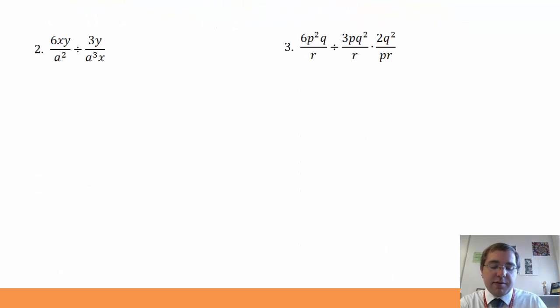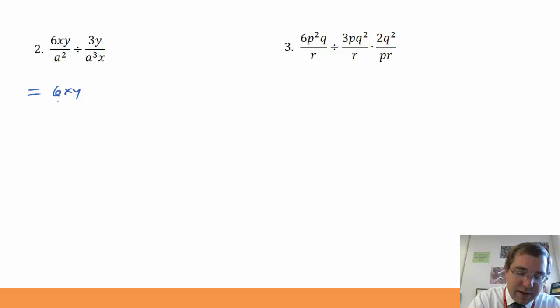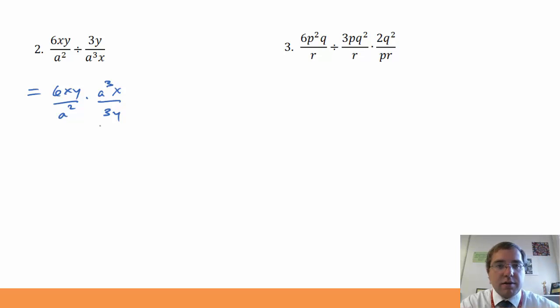Number 2: 6xy over a squared, divided by 3y over a cubed x. Dividing by a fraction is the same as multiplying by what? The reciprocal. So good. Dividing by 3y over a cubed x is the same as multiplying by its reciprocal, a cubed x over 3y. Whenever you have a division, that should be your first thing: change any division into multiplication by the reciprocal.